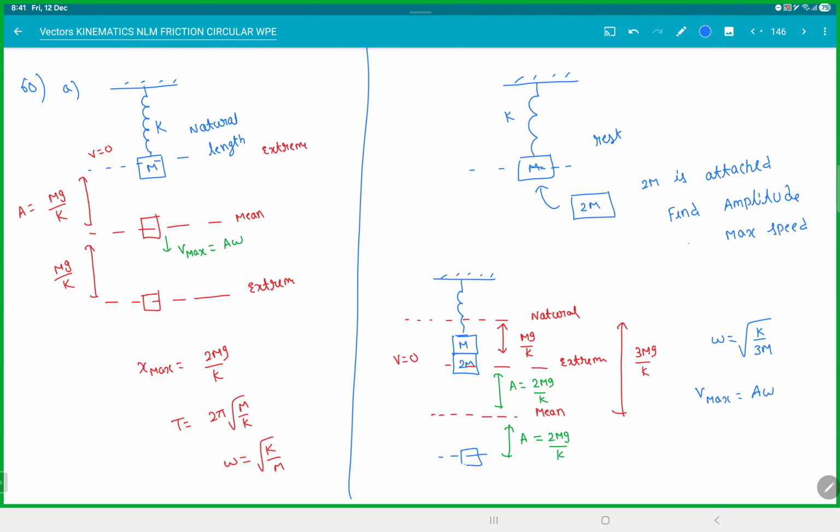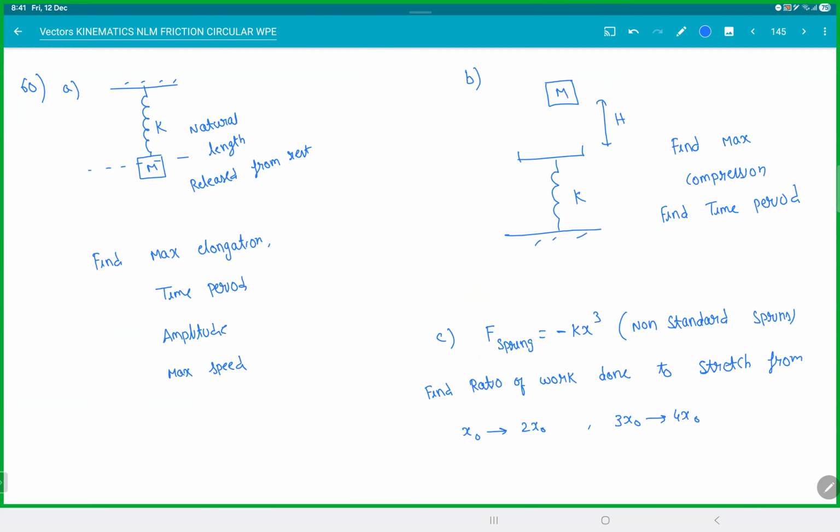Can you do the second one? A block is released from the top and falls on a spring. Initial height is h. Find the maximum compression and find the time period. Again, the time period will be an advanced question. If it just asks you for maximum compression, that's a very good mains level question. And others, do keep your cams on.